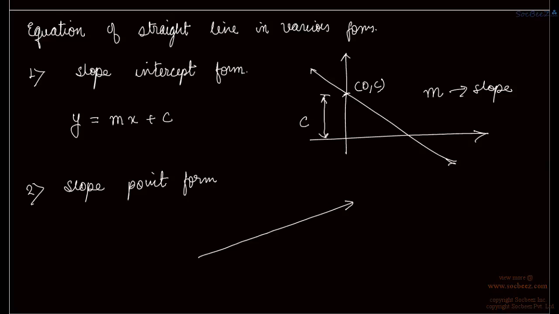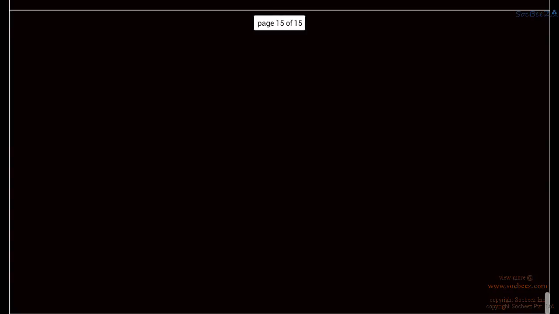Okay, then slope point form. This straight line having a slope m and passing through a point x1 y1. Then its equation can be written in the form y minus y1 is equal to m times (x minus x1).